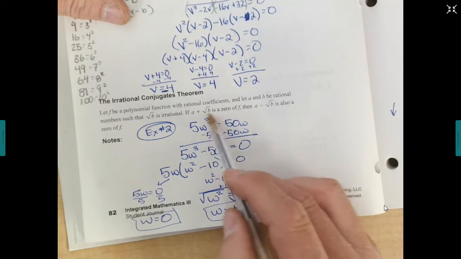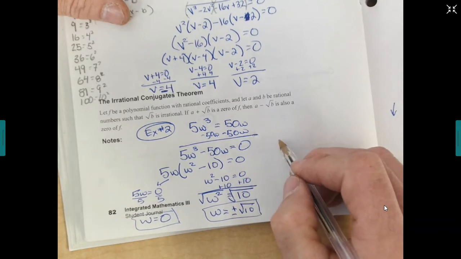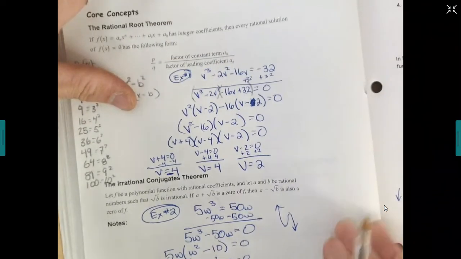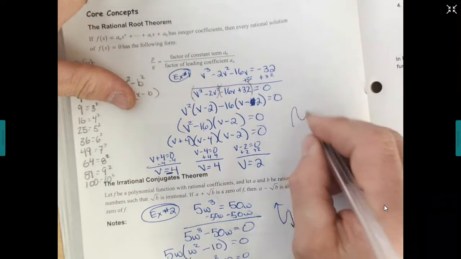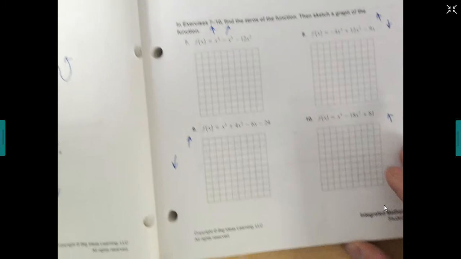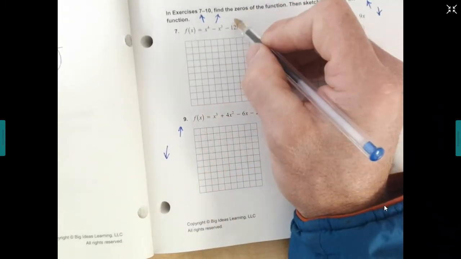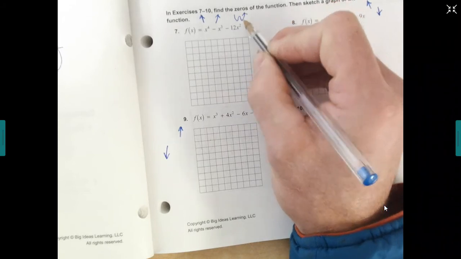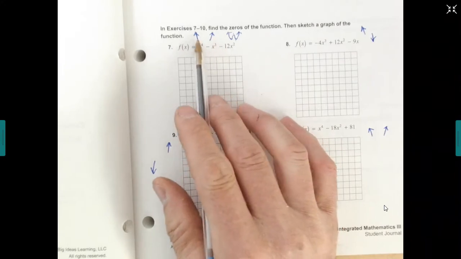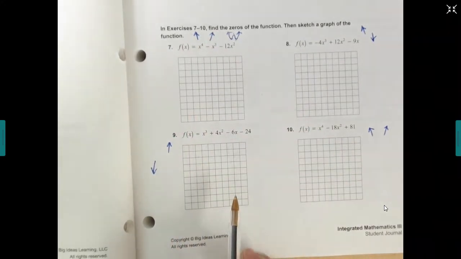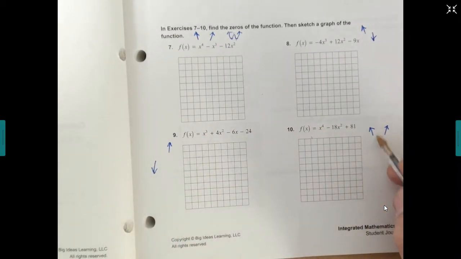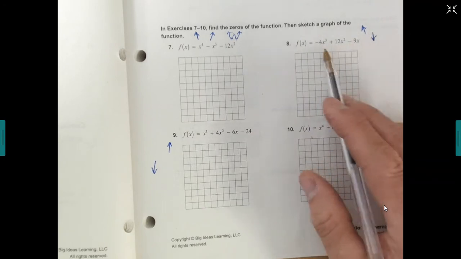When you have a third, chances are you're going to have two bumps. 1, 2. This one is also a third, so chances are you're going to have two bumps. If it's to the fourth, chances are you're going to have three bumps. 1, 2, 3. And I gave you a hint here for the homework tonight. Your ending behaviors are up and up. So it looks something like that. To the 3, this has two bumps. To the 4, this will have three bumps. To the 3, this will have two bumps.